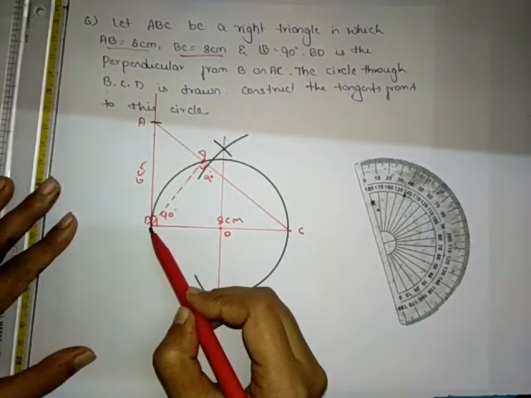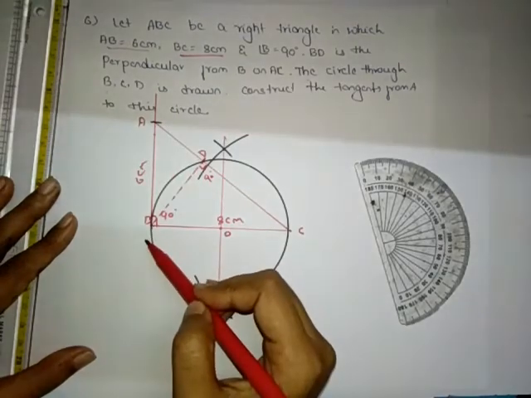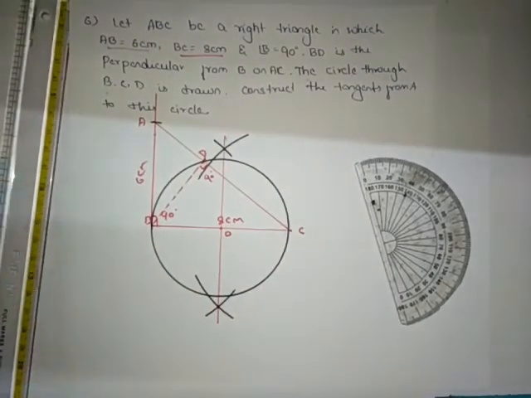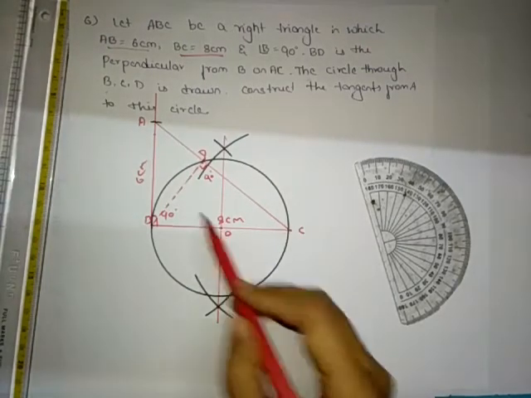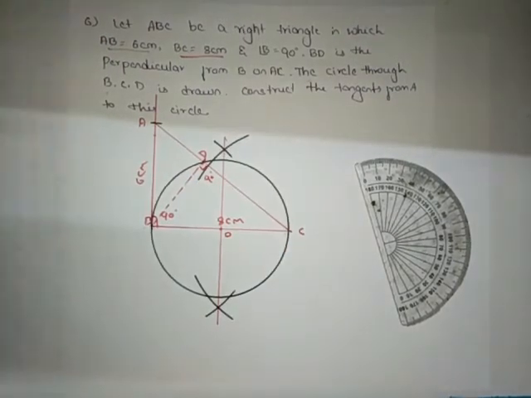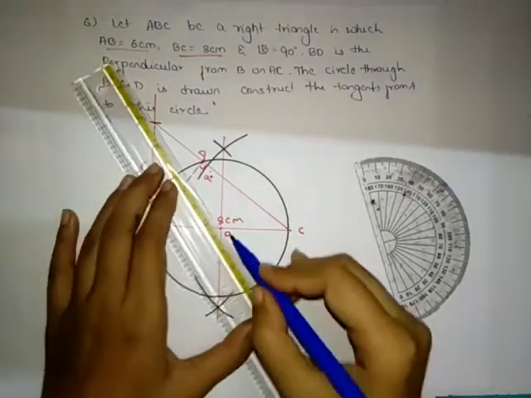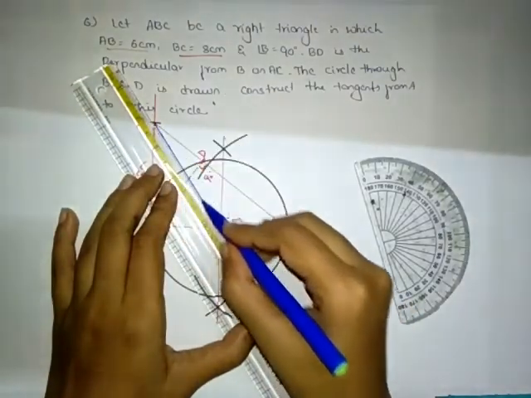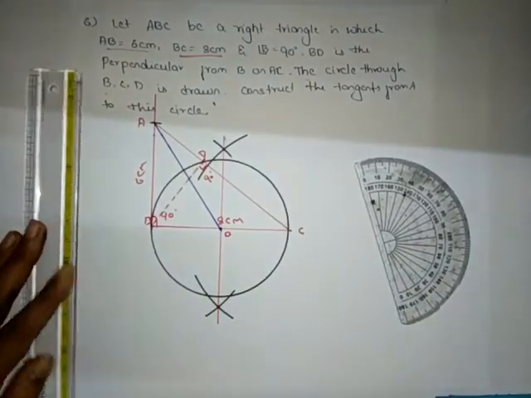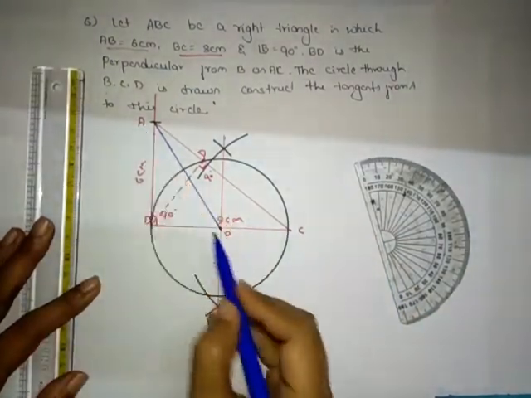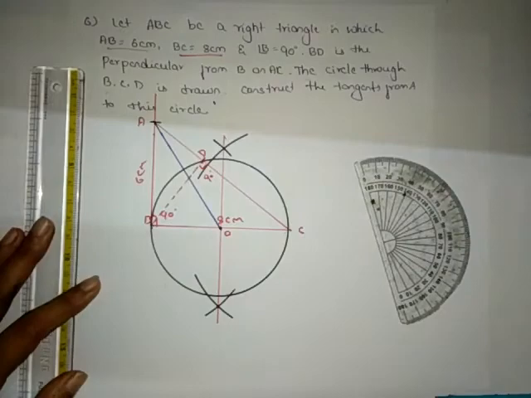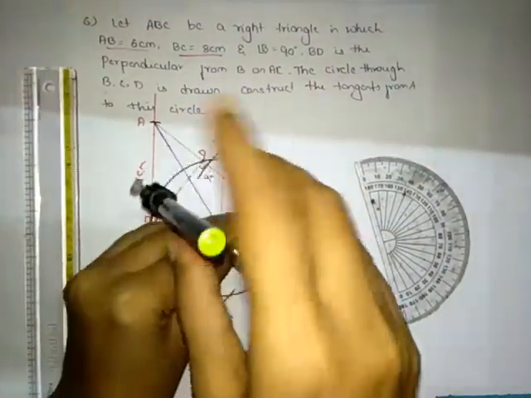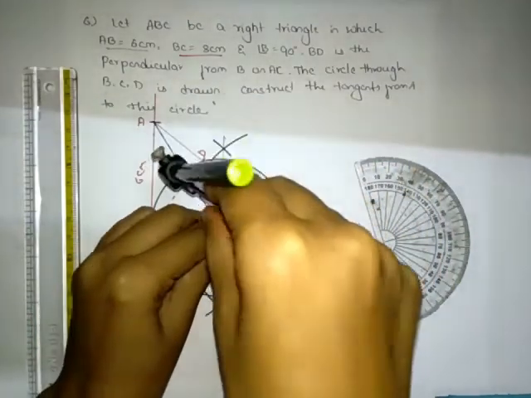Already we have got one tangent, that is AB. We need to draw one more tangent, right? For that, next we'll join point O and A. Right, now we need to take the midpoint of line OA here. We'll adjust the compass to more than half of its length, and we'll take an arc here.